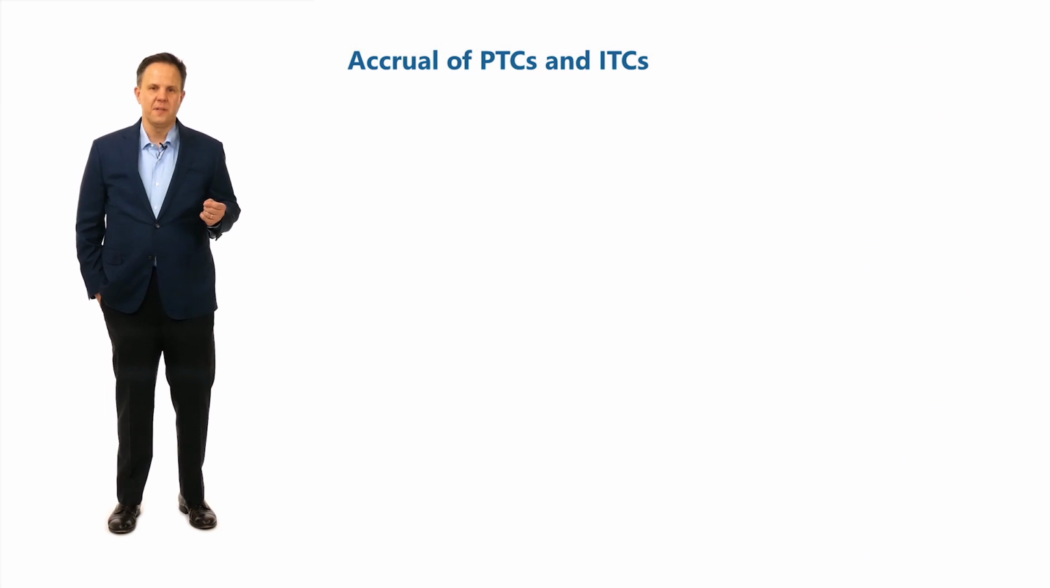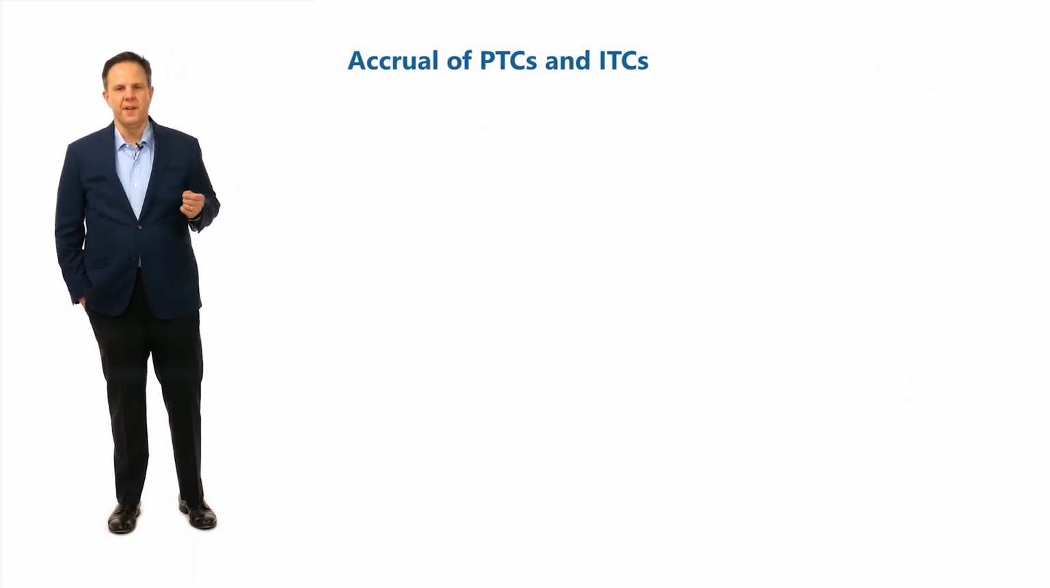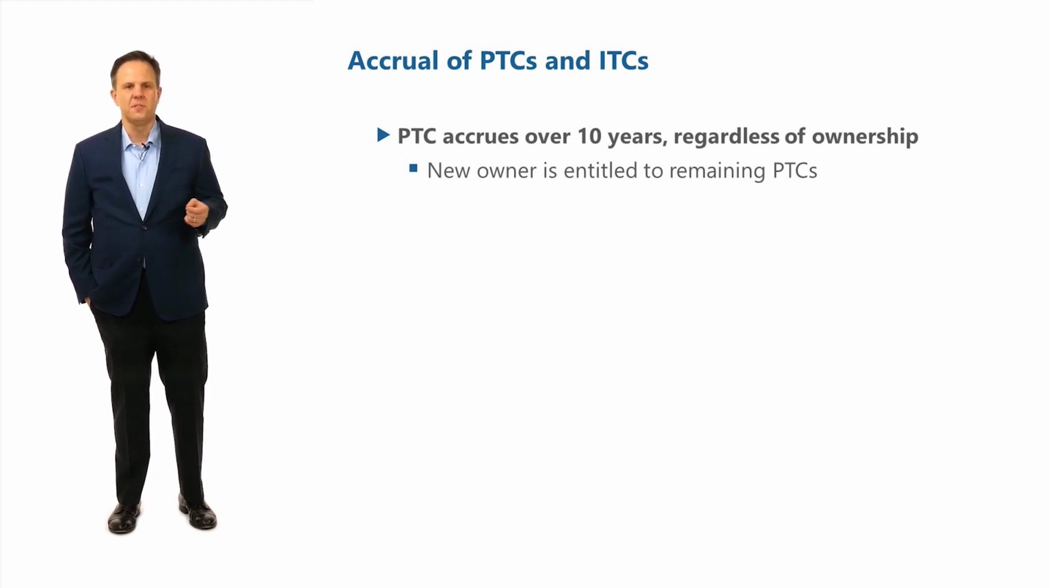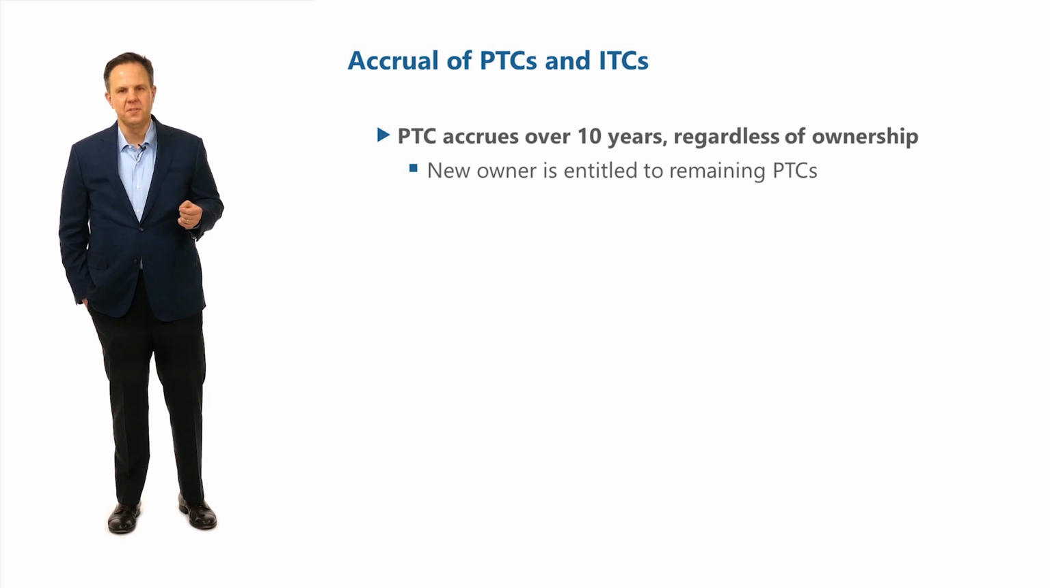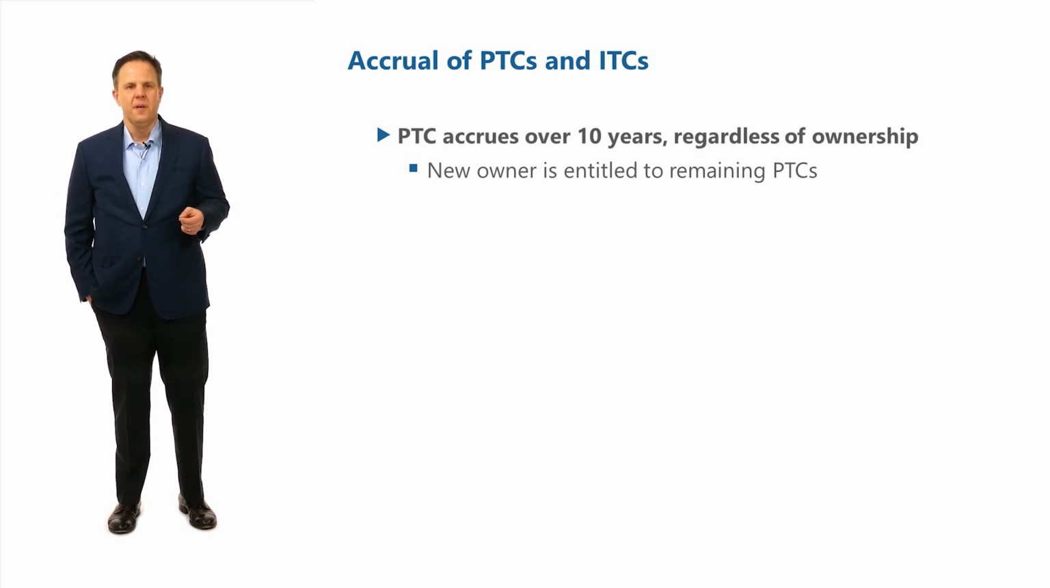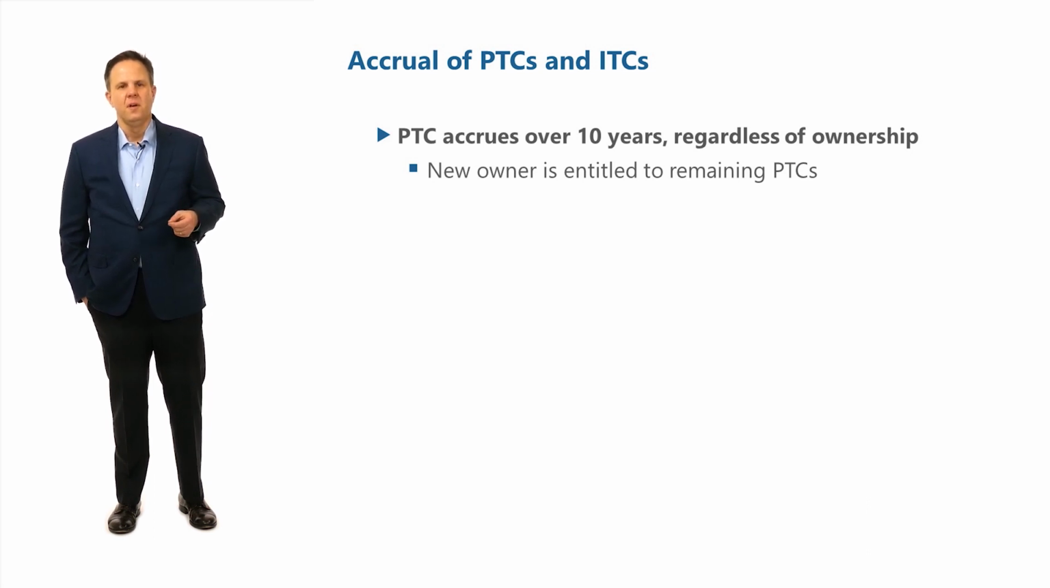For a wind project, the PTC accrues over a 10-year period, regardless of the ownership of the project. So if you buy a 9-year-old project, you're entitled to the 1 remaining year of PTCs. Similarly, if you invest after the project has been operating for a month, you are still entitled to 9 years and 11 months of PTCs. Solar is different, as is a wind project that would elect the ITC.